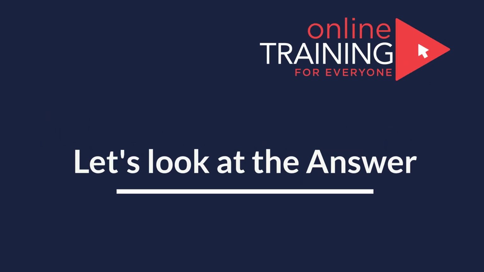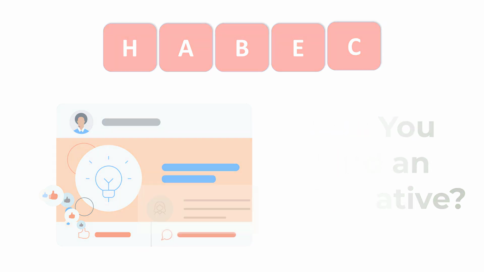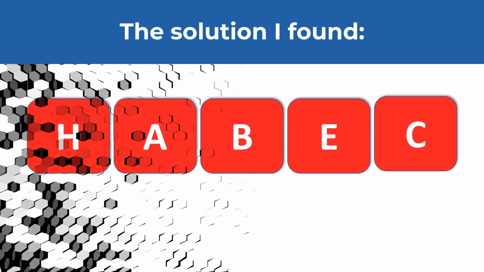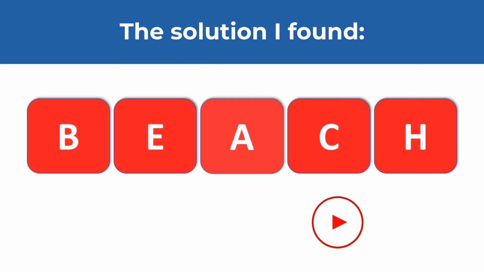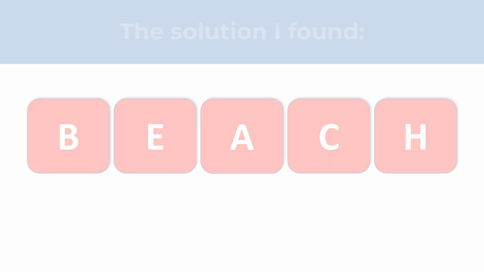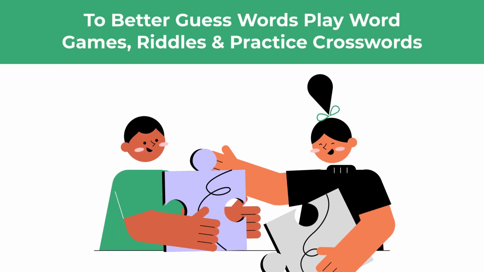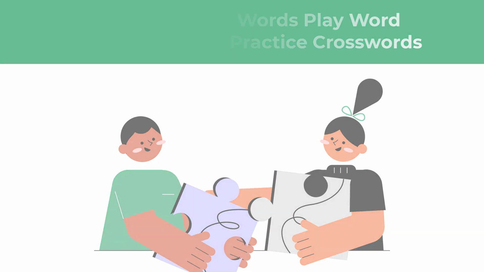But keep in mind that a lot of times multiple words can be formed, so if you see another word, please make sure to share it in comments. The solution I found is the word beach. Let me spell it for you. B-E-A-C-H. Do you see any other solutions? Make sure to post them in comments. And if you'd like to improve your ability to guess the words, you can play word games, read a lot, and practice crosswords and puzzles.